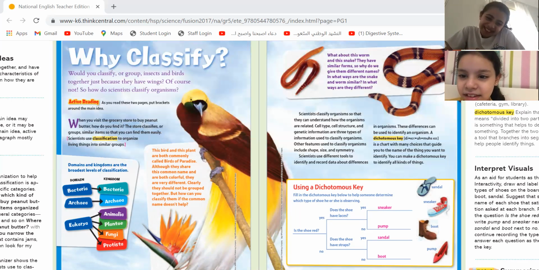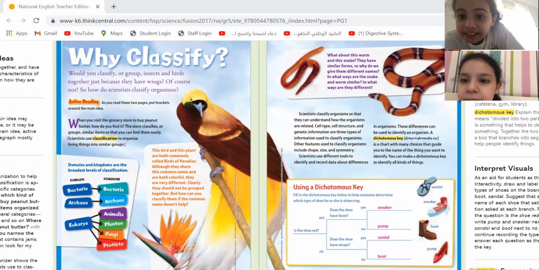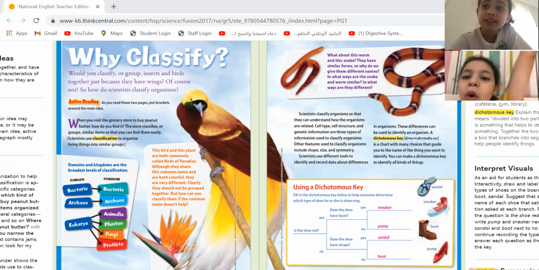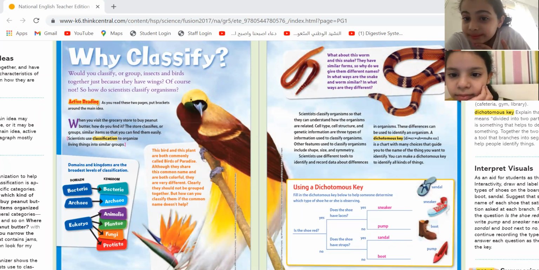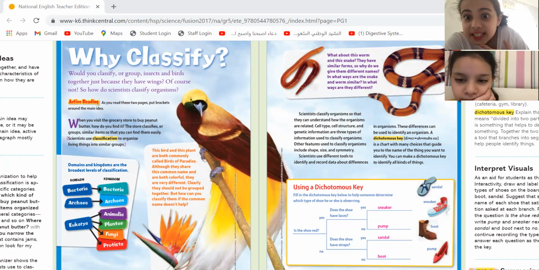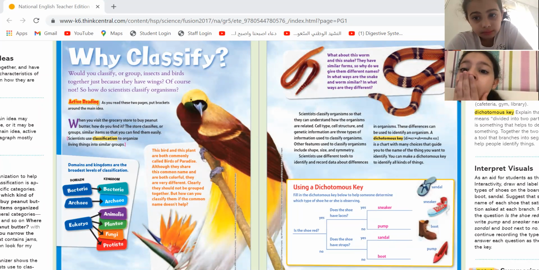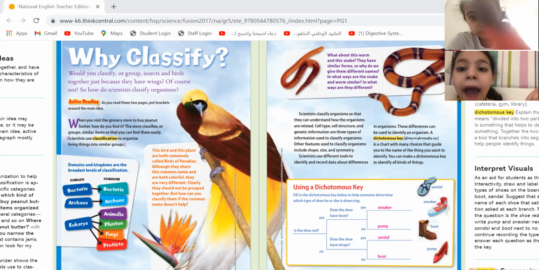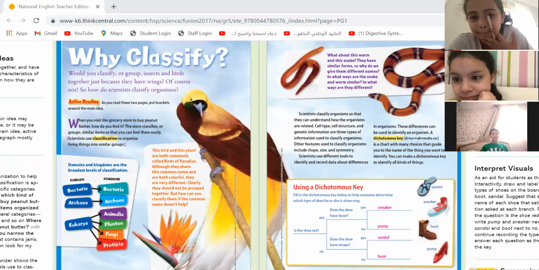Maybe I can answer that. I can classify people into kids, toddlers, teenagers, adults, tall and short. Yes, tall and short. So classification is very easy, and you can make your own classification. But over here, we are learning about living things, how we can sort all the living things. Okay, every living thing.